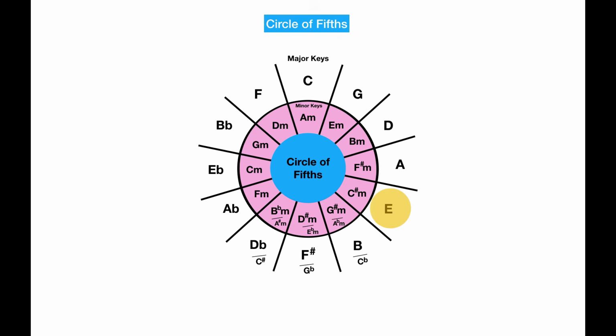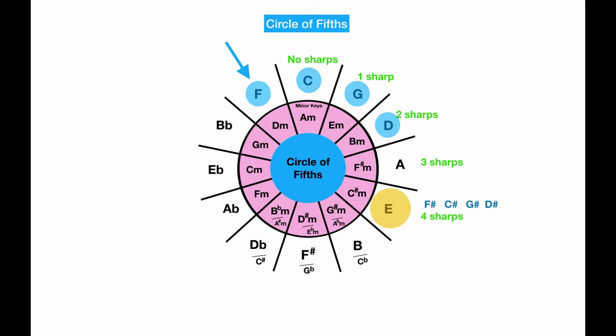So an E major. Now we look at our circle, we know that C major has no sharps in it, so we just count clockwise till we get to E. So we can see that the E major has 4 sharps in it. No sharps in a C, 1 in a G, 2 in a D, 3 in an A, 4 in an E. Then we remember that the order of sharps starts with an F. So if we count 4 sharps from F, we get an F, a C, a G and a D.